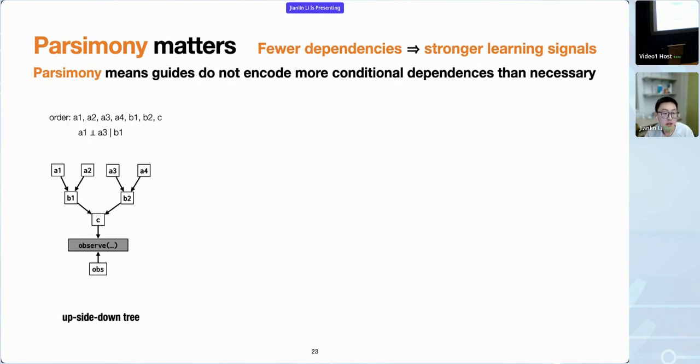There are several ways to construct a faithful guide program. If we sample random variables in the same order as in the model program, while ensuring faithfulness, we end up with a dense guide.